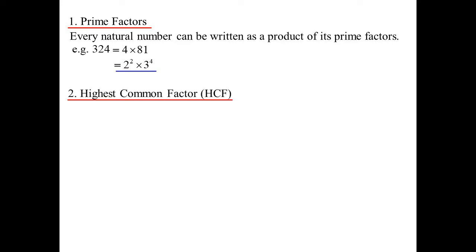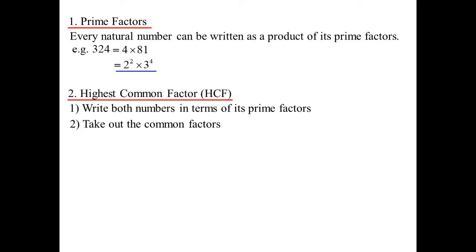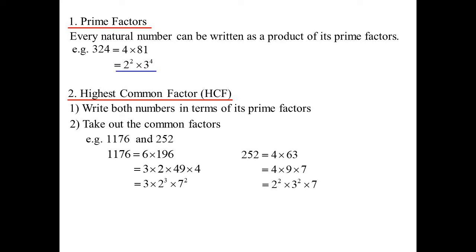Highest common factor. Well, to work out a highest common factor, you get both numbers, write it in terms of its prime factors. Then take out the common factor. Let's have a look at these two numbers. 1,176, which is 6 times 196. 3 times 2 times 49 times 4. 3 times 2 cubed times 7 squared. That's as far as we can go. 252, 4 times 63, 4 times 9 times 7, 2 squared times 3 squared times 7.